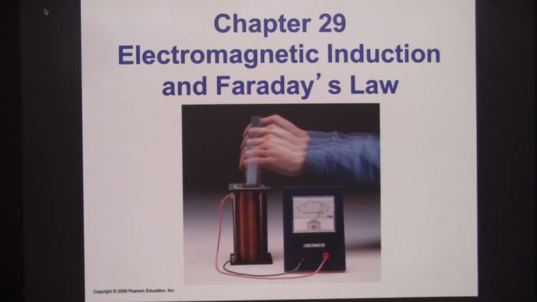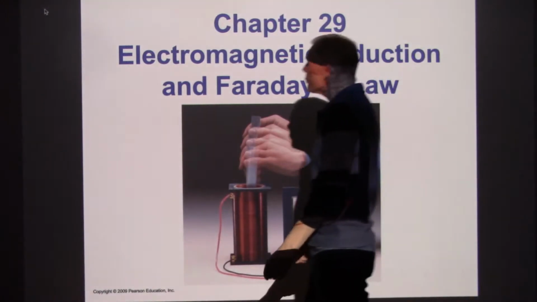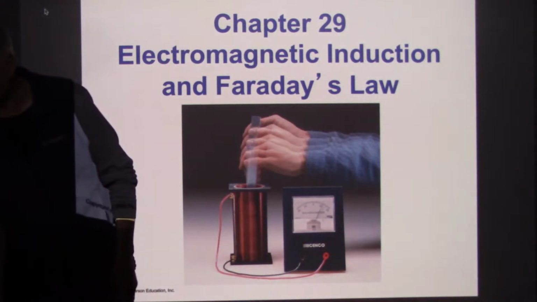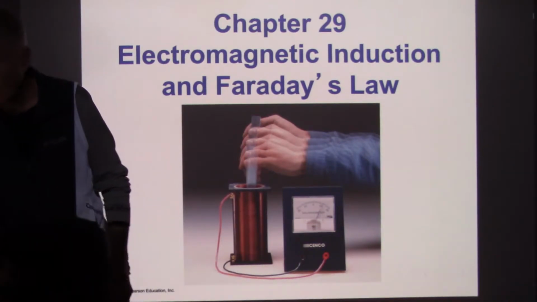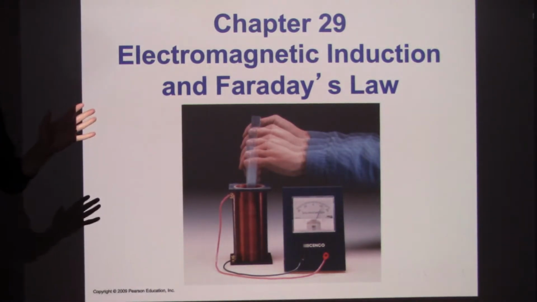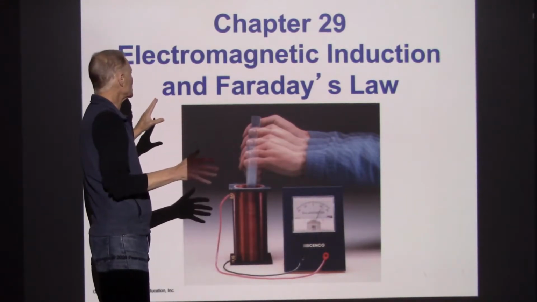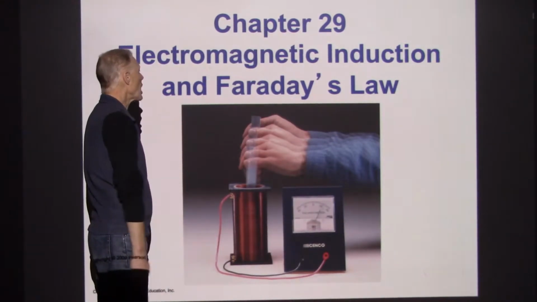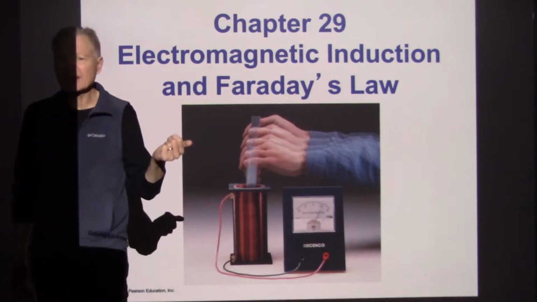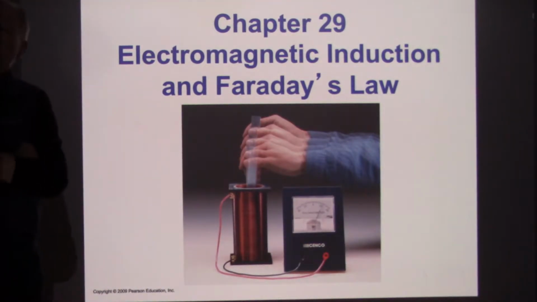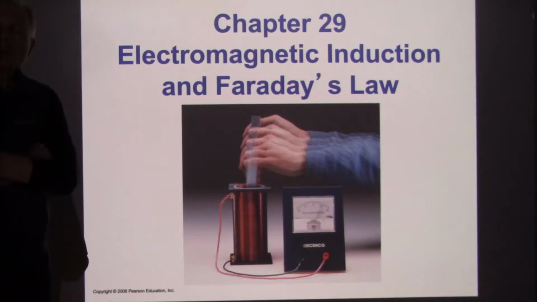Another day, another chapter. Today we're going to be looking at chapter 29. And chapter 29, the title is a little intimidating, maybe. Chapter 29, Electromagnetic Induction, Faraday's Law. What chapter 29 is actually about is how do we generate electricity? So how do we get electrical currents going?